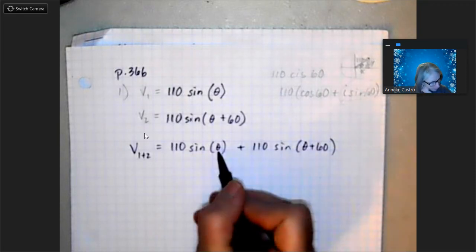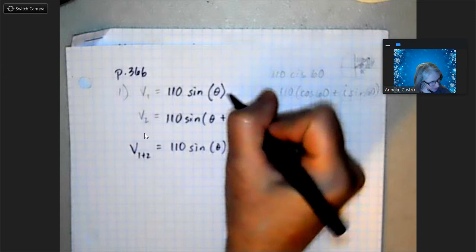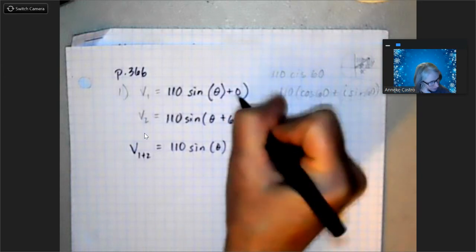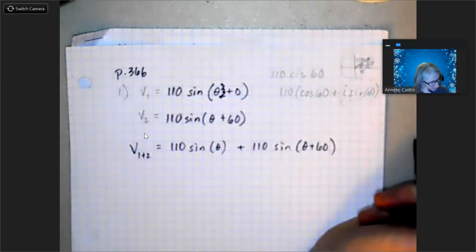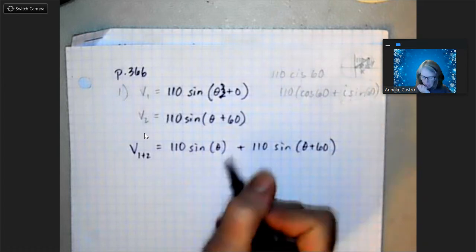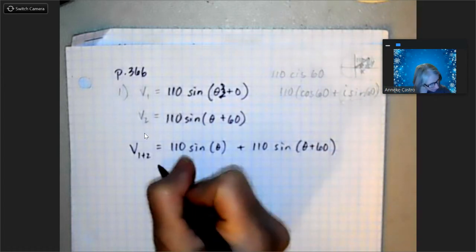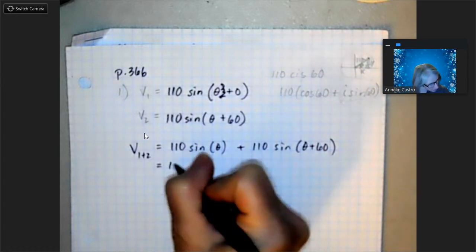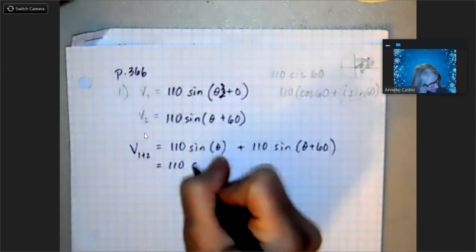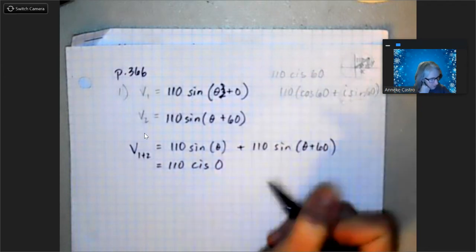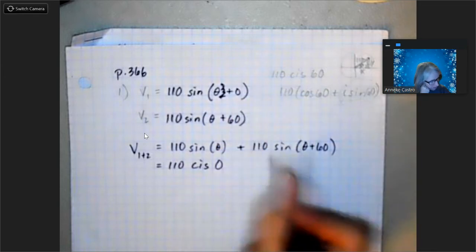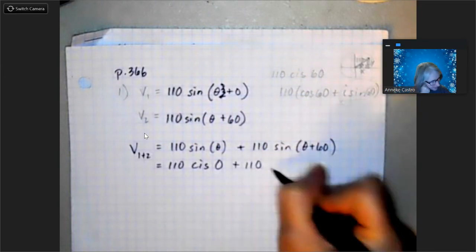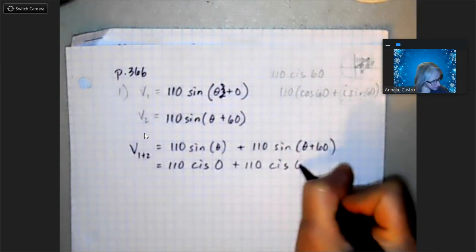So if I rewrite this one, I should have done this earlier, darn it. This is the same as theta plus 0. So if I change this to cis form, which is going to help me change them to Cartesian form, I'm going to have 110 cis 0, because it's theta plus 0, plus 110 cis 60.